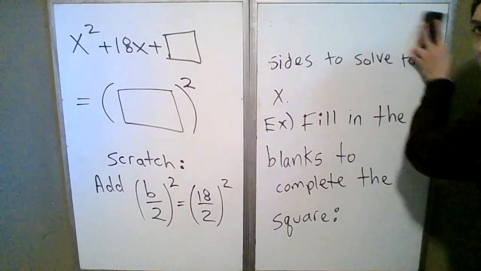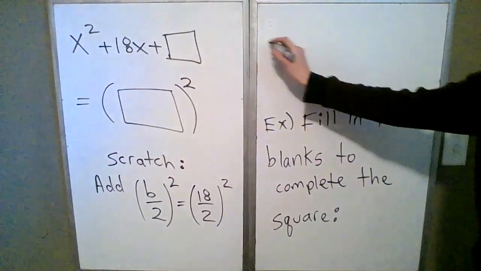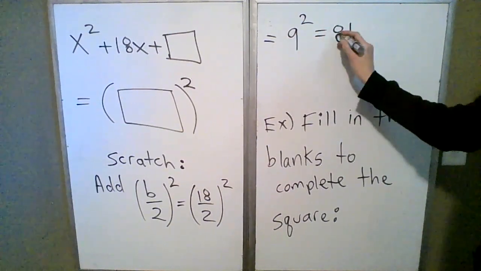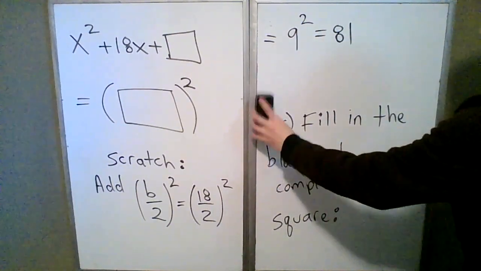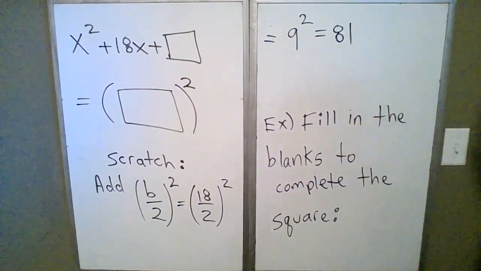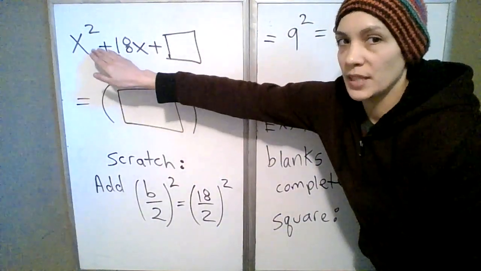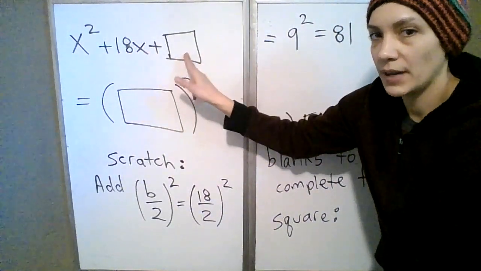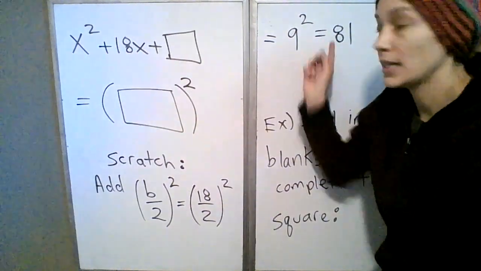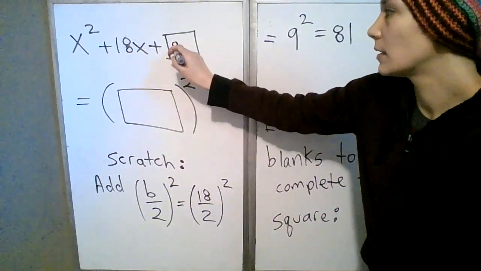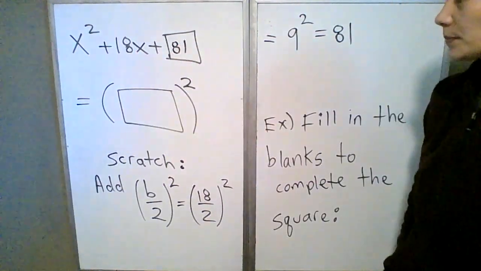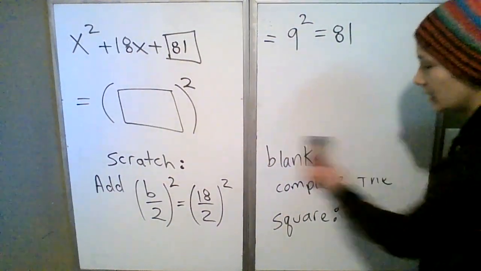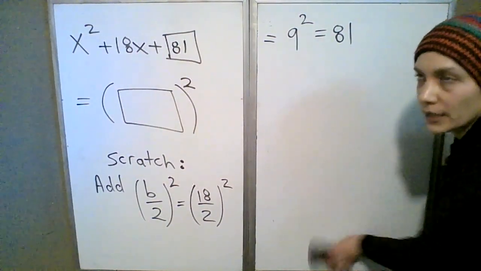So right now we have 9 squared, which would be 81. So to complete the square for something where you have the x squared and the number times x plus something, that value is b over 2 squared, which we got as 81. And then to get to the next step, I like to draw a square.